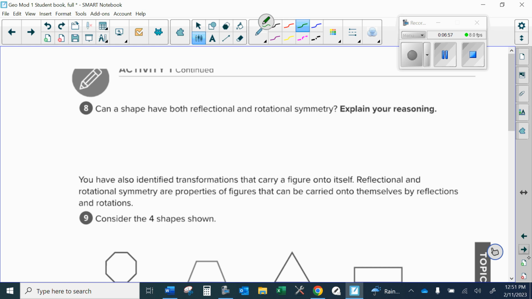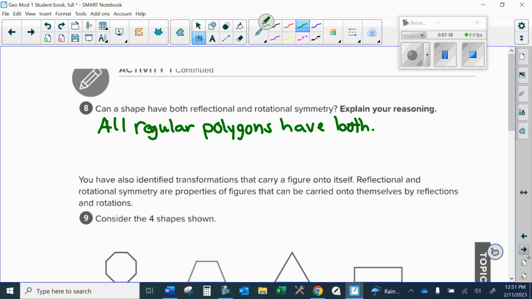Can a shape have both? Yes. Okay, because all regular polygons have reflectional and rotational symmetry. All regular polygons have both. And that's usually what it's always asking on the DCAS, of some regular pentagon, regular hexagon, regular octagon, regular decagon, 10-sided, regular dodecagon, 12. Okay.